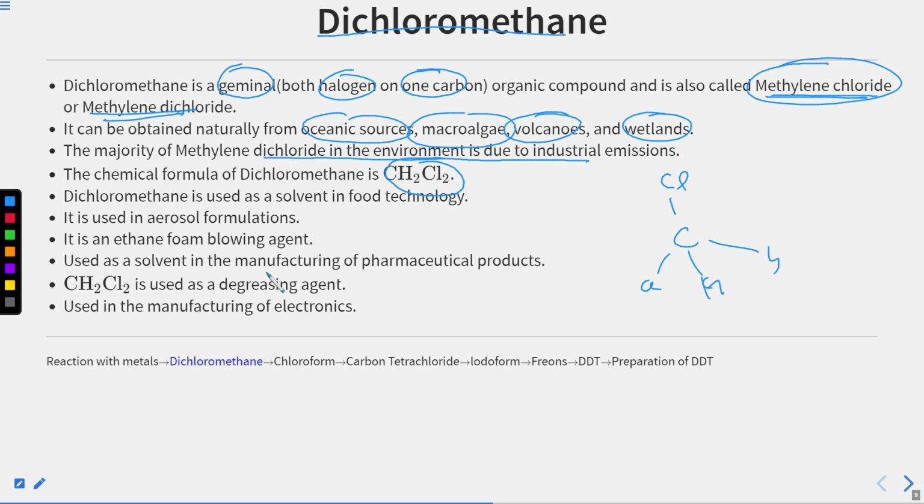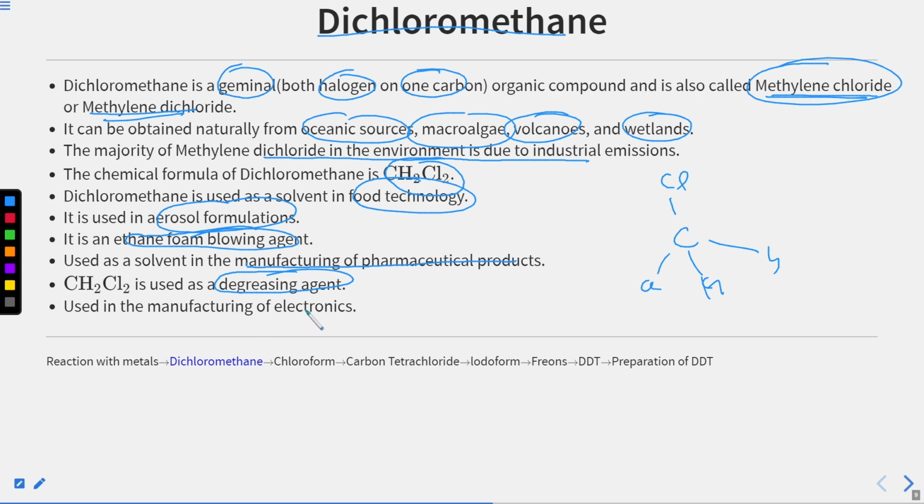So why is it very useful? Because it is used as a solvent in food technology. Also it is used in aerosol formation and as a urethane foam blowing agent. It is used as a solvent in the manufacturing of pharmaceutical products, and it is also a degreasing agent. Degreasing means, if you see motorbikes and all, they are lubricated with grease. To remove that grease we use this dichloromethane.